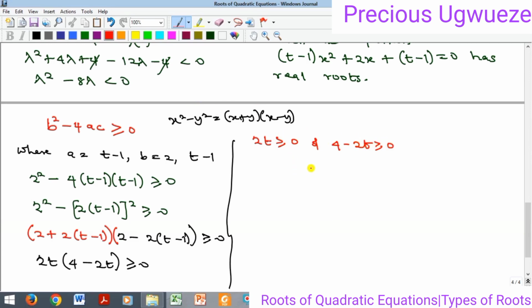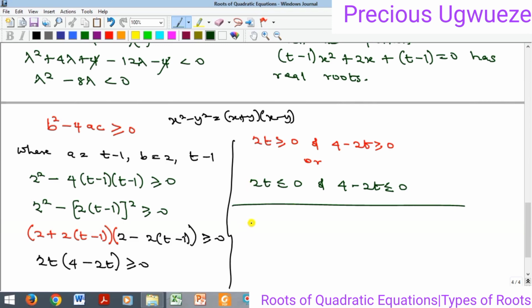Or it is also either that 2t is less than or equal to 0 and 4 minus 2t is also less. So when the two of them are less, that's negative negative. If you multiply them, you get positive. When the two of them are greater, that's positive positive. If you multiply them, it will still be positive. Okay, so from here we will try to simplify what we have.